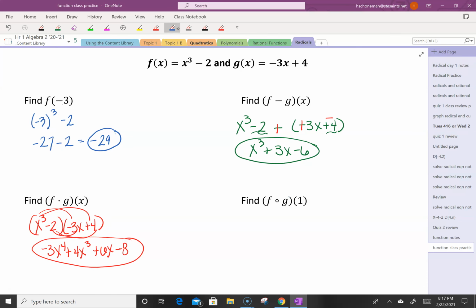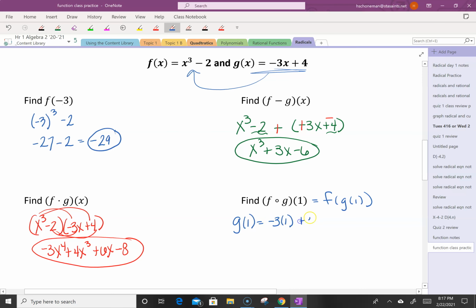Okay, a last one with these functions. I need to find f of g of 1. So when I write this, this is going to be f of g of 1. I work from the inside out. So it's asking me to first figure out what g of 1 is in this function. Once I know that answer, whatever that answer is, I'm going to plug it into the second one. Let's see what happens. So first we're going to find g of 1. So that's going to be negative 3 times 1 plus 4. So that's negative 3 plus 4, which is just 1.